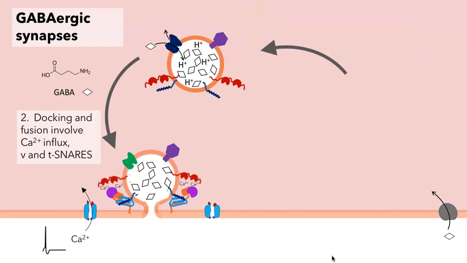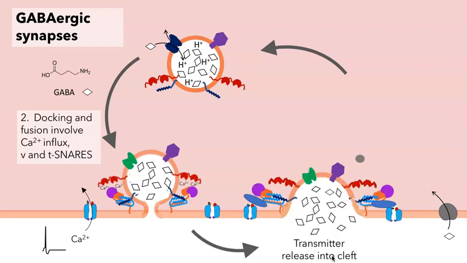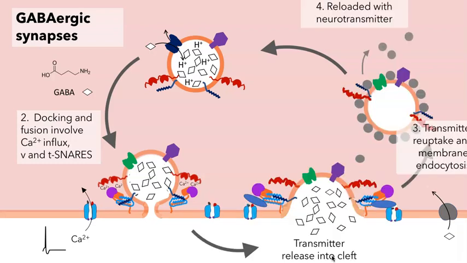Vesicles will dock and fusion occurs when there's an influx of calcium. And I want to stress that although release of GABA will make the postsynaptic cell less likely to fire an action potential, release of GABA itself requires an action potential in the presynaptic cell. The transmitter can be released into the cleft, and then the membrane can be endocytosed and reloaded with neurotransmitter.